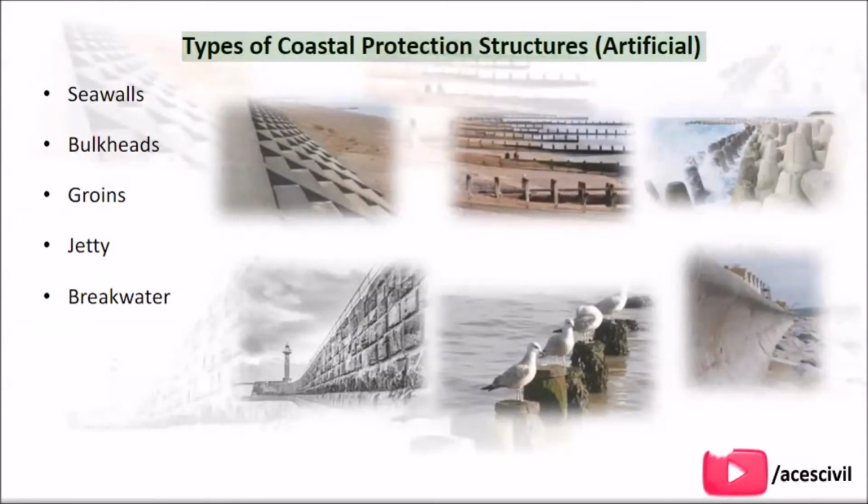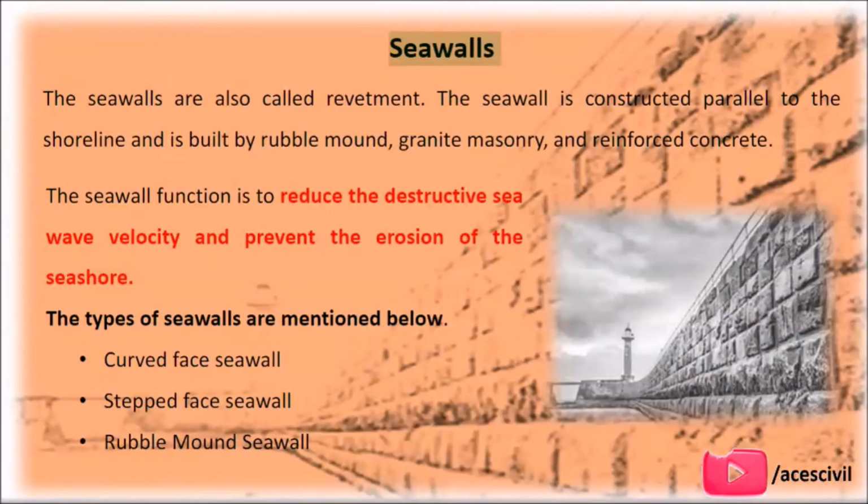Types of artificial coastal protection structures: seawalls, bulkheads, groins, jetty, breakwater. Seawalls. The seawalls are also called revetment.